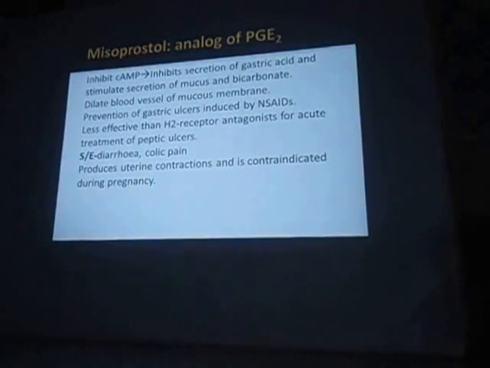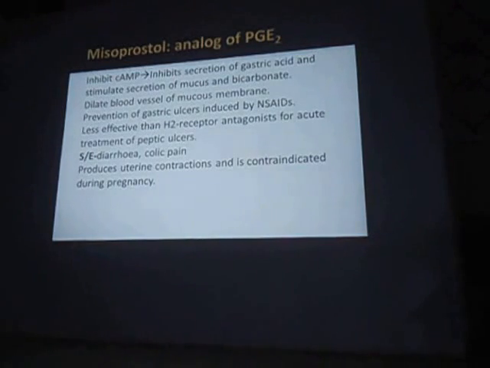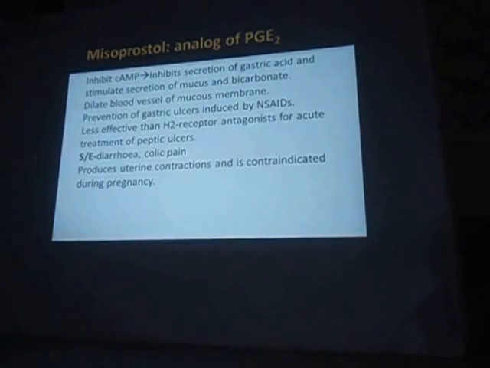Misoprostol is an analog of PGE2. You got to know that prostaglandin has an effect on gastric secretion. So what will happen once prostaglandin analogs are given? They can act as a protective layer, and the secretion of HCl is reduced, so both actions are helpful. They inhibit cyclic AMP, inhibit the secretion of gastric acid, and stimulate the secretion of mucus and bicarbonate.